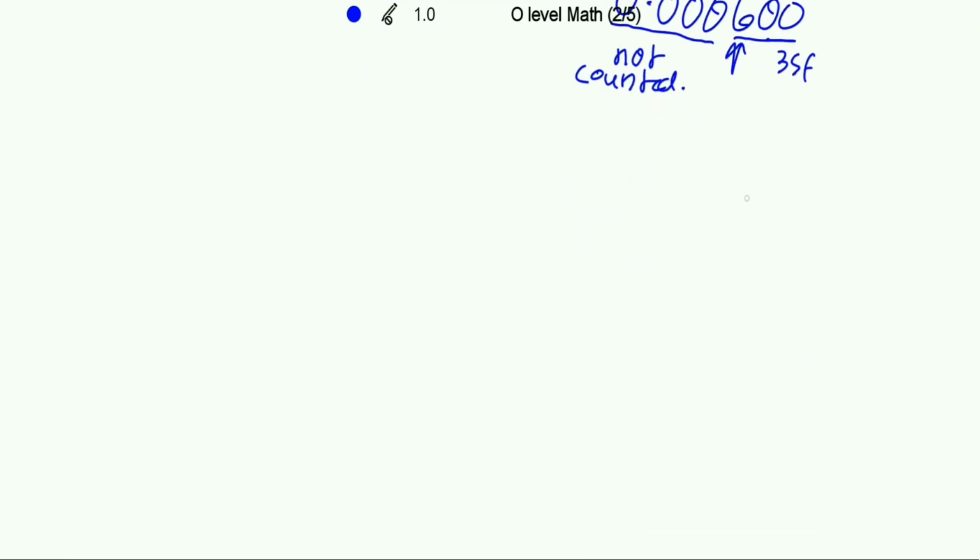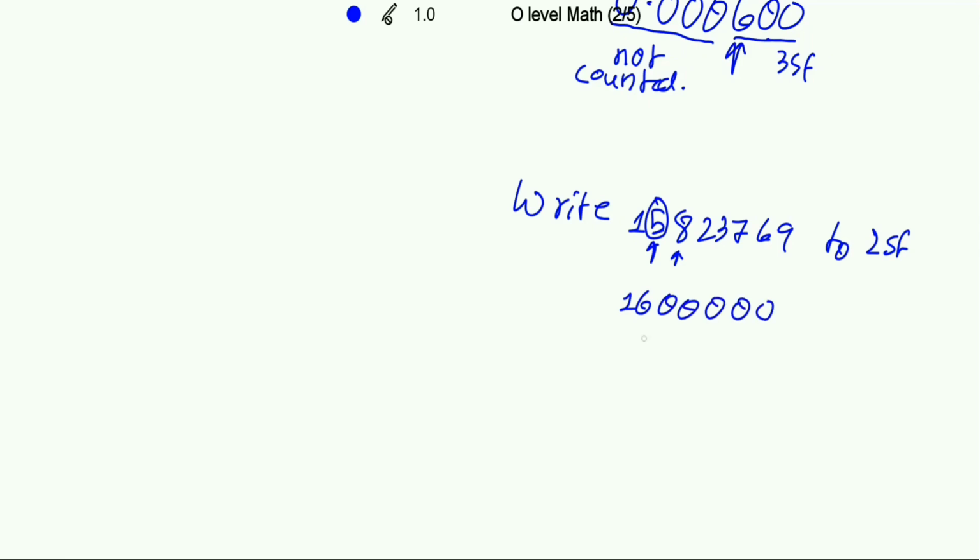Okay, let's say that you want to convert a number, for example you've been asked to write 1518.23769 to 2 significant figures. So we have to convert to 2 significant figures. We're going to round at this digit, and we're going to look at the next one. 8 is greater than 5, so when we round up it's going to be 1600. So this is 2 significant figures. Rounding is very important in finding the decimal places and the significant figures.